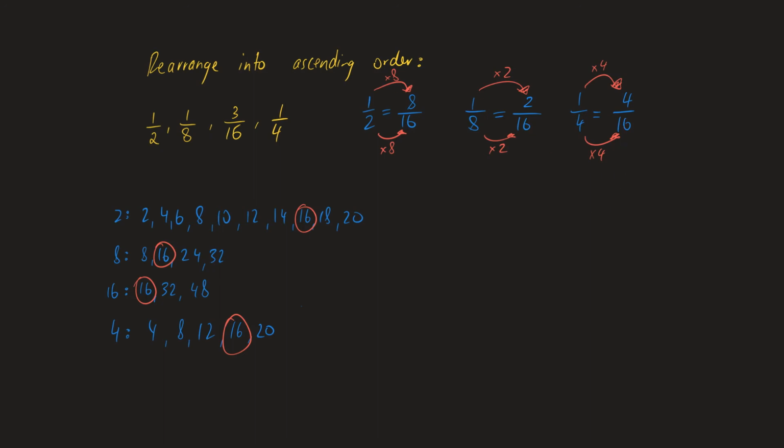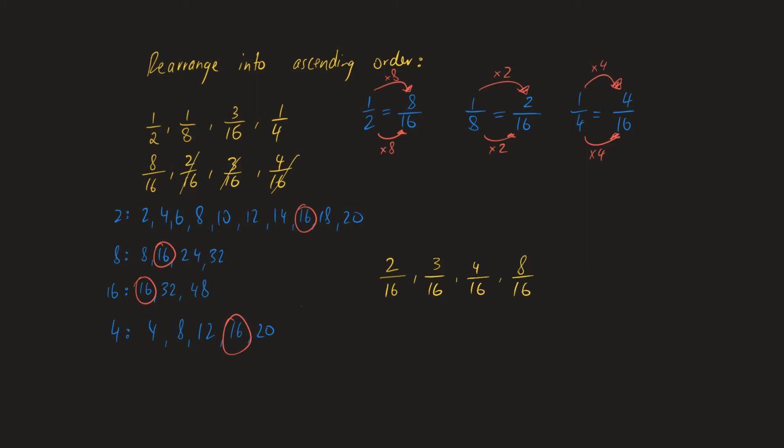Okay, I might write those again. So a half becomes 8 over 16. An eighth becomes 2 over 16. Then we have 3 over 16. And finally, a quarter becomes 4 over 16. So now writing those in ascending order. All right, we have, first of all, the smallest is 2 over 16. Then we have 3 over 16, 4 over 16, and 8 over 16.